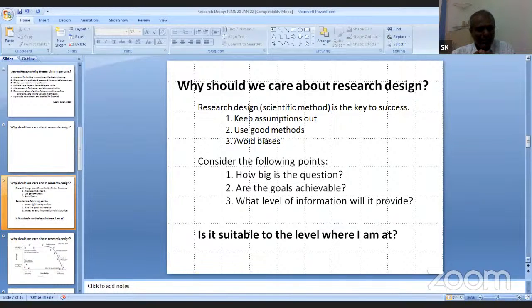The key question is, just ignore the first three points. The key question for all of us as humans is, is the research that I am going to do suitable to the level where I am at? And what does this mean? What does this last question mean? Is the research I'm going to do, is the question that I'm going to ask, is the research design that I have on paper suitable to the level where I am at? What is the answer to this question? What does it mean to ask this question? The question is the level where I am at.